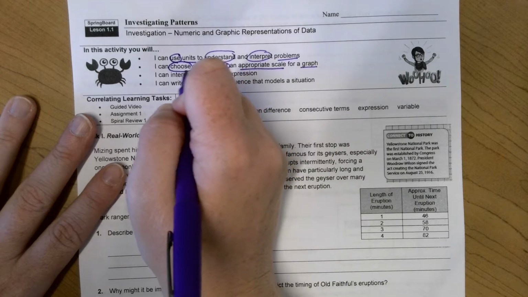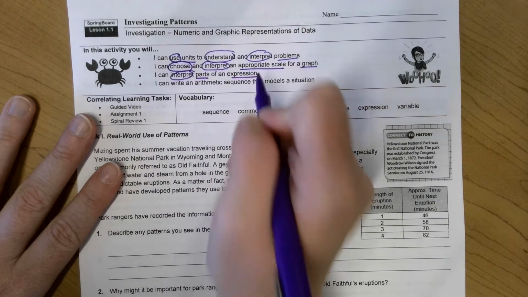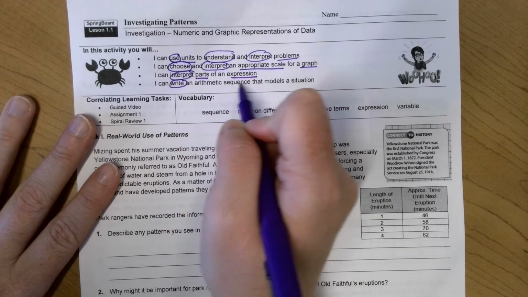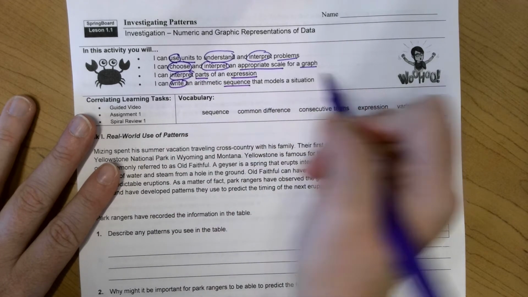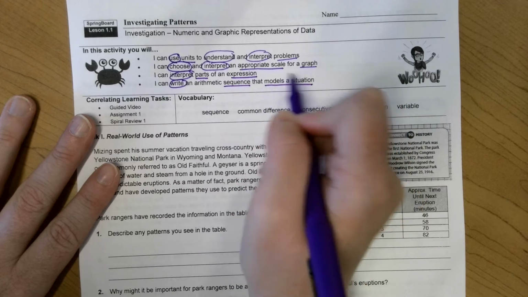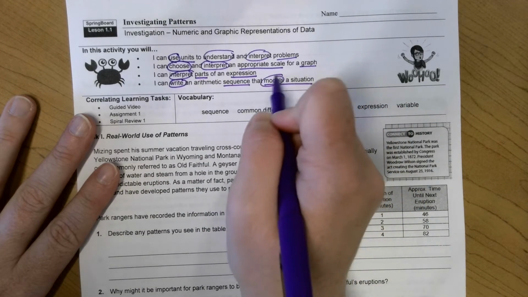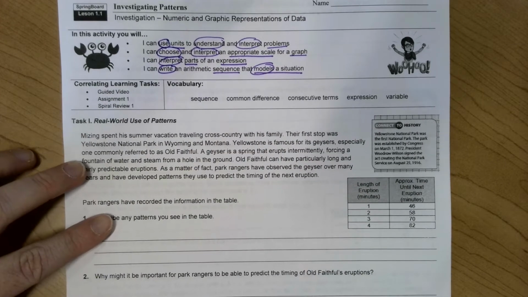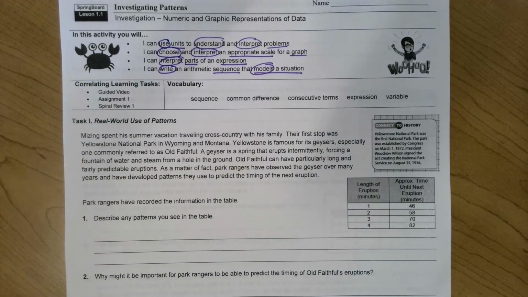We can interpret parts of an expression. We can write an arithmetic sequence that models a situation. We'll circle models, it's a verb. Okay, so we're going to understand and interpret problems. We're going to be able to choose an appropriate scale. We're going to be able to write a sequence and interpret different parts of an expression.